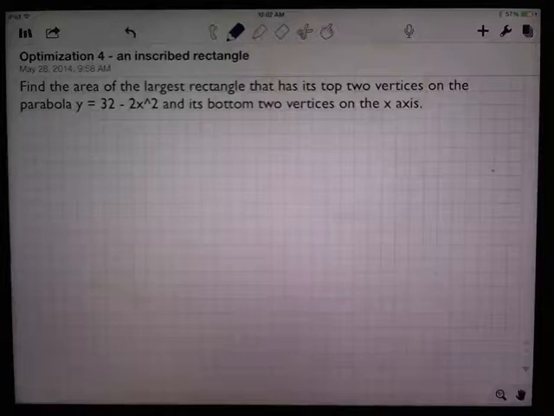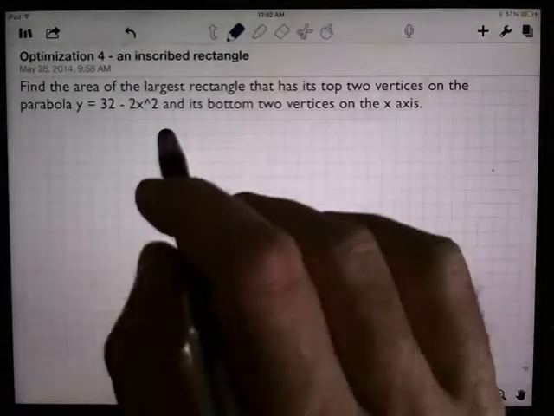All right, I've got one more optimization problem here I want to do for you. This is a little bit different in flavor from the other one, as you'll see why here. But it says to find the area of the largest rectangle that has its top two vertices on the parabola y equals 32 minus 2x squared, and its bottom two vertices on the x-axis.